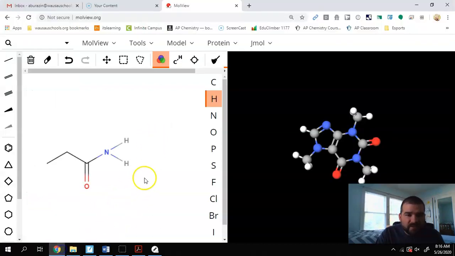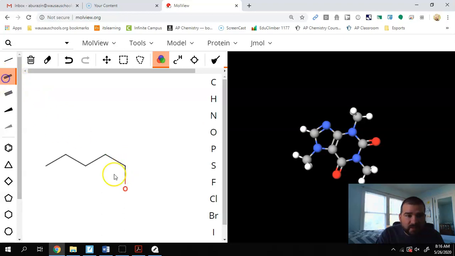Pentanoic acid, implying we have 5 carbons. So let me draw 4 segments: 1, 2, 3, 4. I have 5 carbons. Pentanoic acid, that's a carboxylic acid is what the functional group is called. What that means is off of the last carbon in your chain, you're going to have a doubly bonded oxygen, and you're also going to have an OH group.